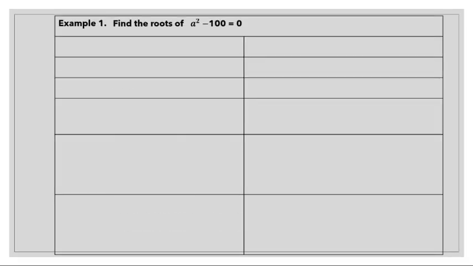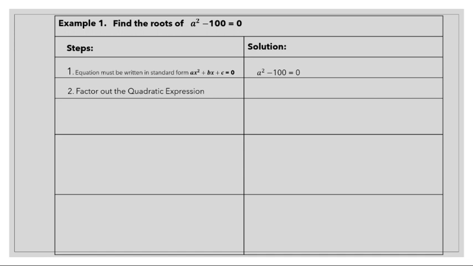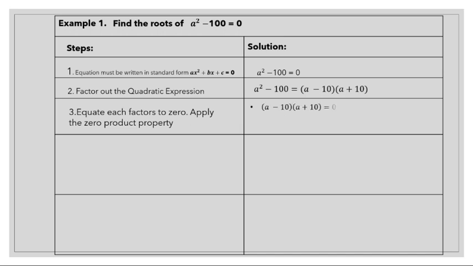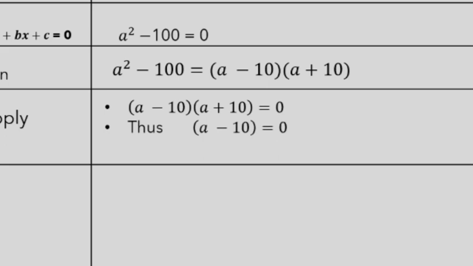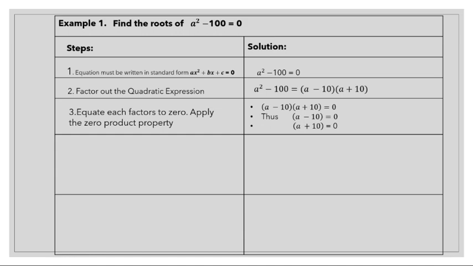Example number 1. Find the roots of a squared minus 100 equals 0. First step, the equation must be written in standard form. Step 2, factor out the quadratic expression. The factors of a squared minus 100 are a minus 10 and a plus 10. Next step, equate each factor to 0. A minus 10 times a plus 10 is equal to 0. A minus 10 is equal to 0. A plus 10 is equal to 0.